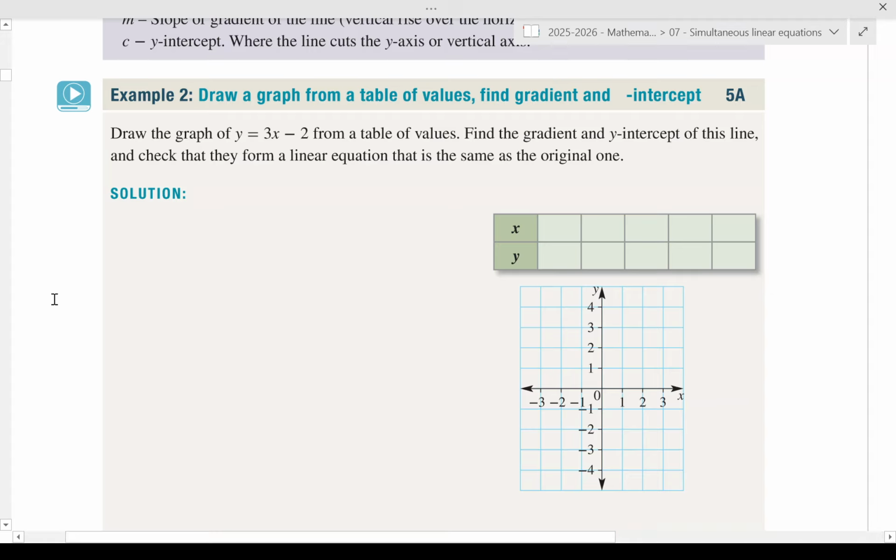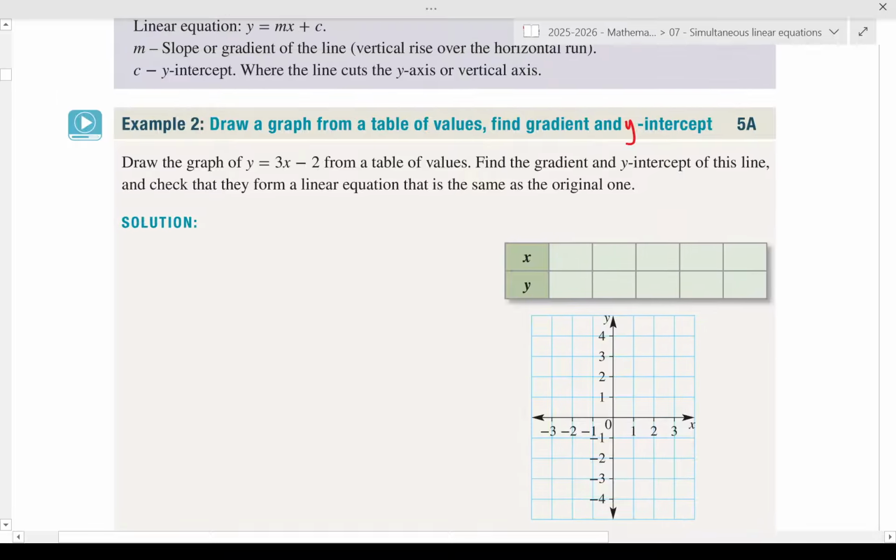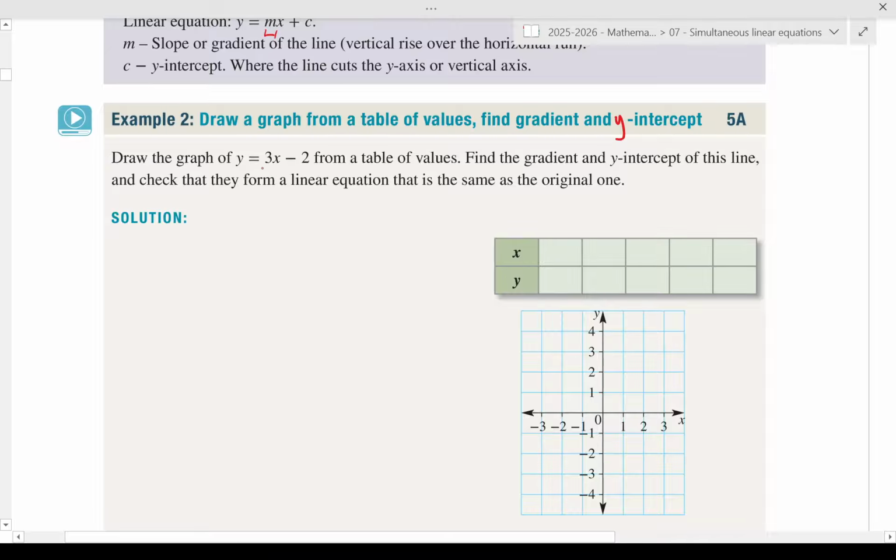Okay, we're looking at example 2, drawing a graph from a table of values, finding the gradient and the y-intercept. So with this one, we've got the graph y equals 3x minus 2. Hopefully you'll recognize that that is in gradient intercept form. Now the gradient is m, which is the coefficient of x, which in this case is 3. The y-intercept is c, which in this case is equal to minus 2. So that's our gradient and our y-intercept.